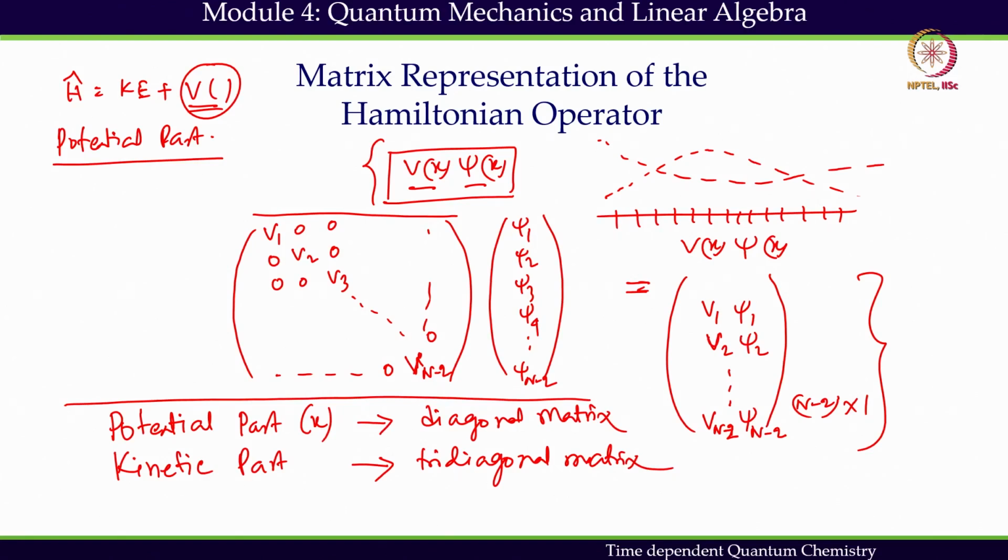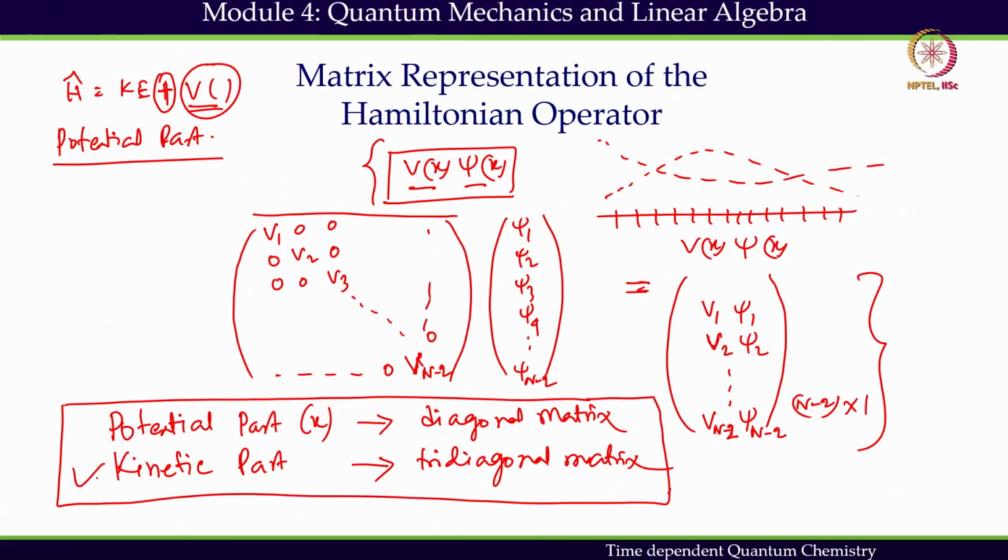So these are the two things, and once we get the potential matrix and the kinetic matrix, to get the TDSE it is just a matrix addition in the end. Matrix addition we know is done by adding corresponding individual elements. So we should remember that under grid representation, with the help of the pseudo spectral basis and using the finite difference method, one can represent the kinetic energy part of the Hamiltonian as a tridiagonal matrix and the potential part as a diagonal matrix.